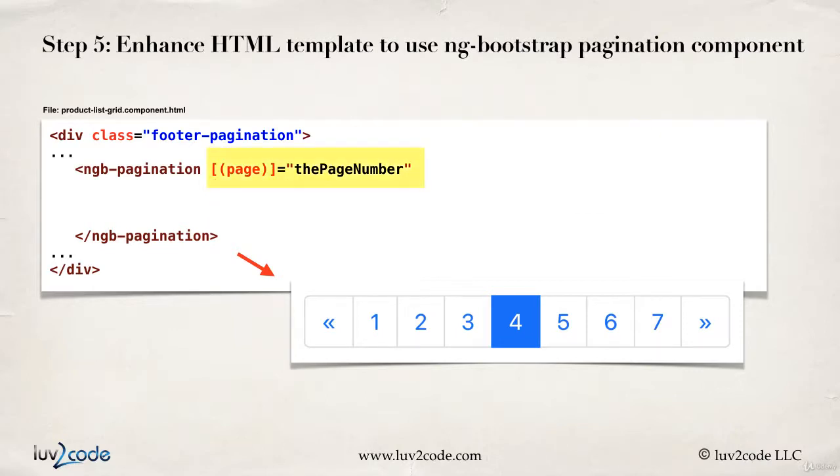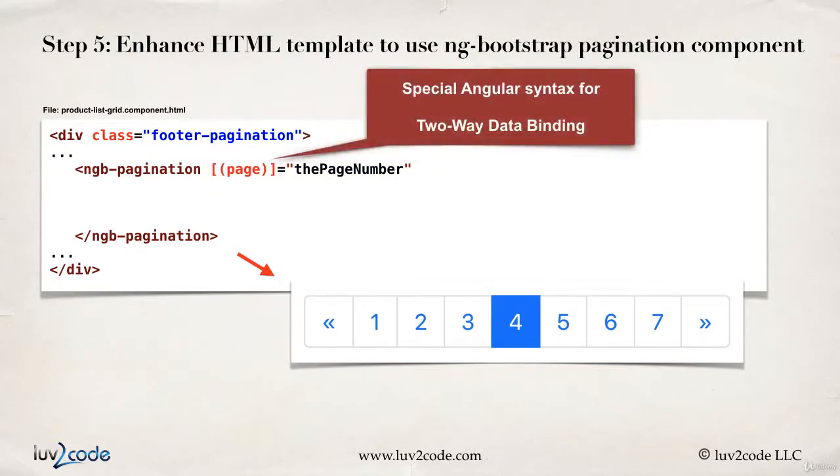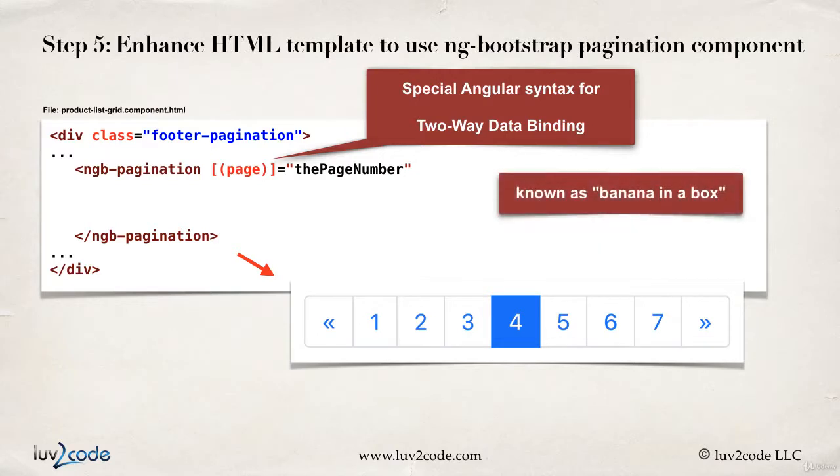So we'll start here with page. So it's a special syntax here, the square brackets, parens, page. This is two-way data binding. It's known as a banana in a box. The square brackets means the box, the parens means the banana.